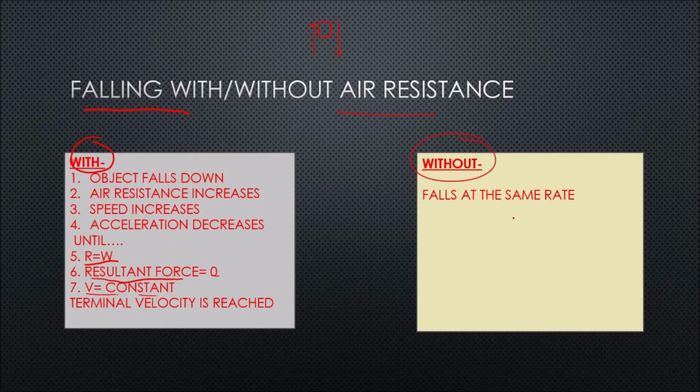Without air resistance, every object would fall at the same rate. So with and without air resistance, you need to memorize those 2 ways in which an object falls down. So it first falls down, air resistance increases, the speed increases, but the acceleration decreases until that. And then, most important, terminal velocity is reached. You need to mention that in the exam to get a mark.